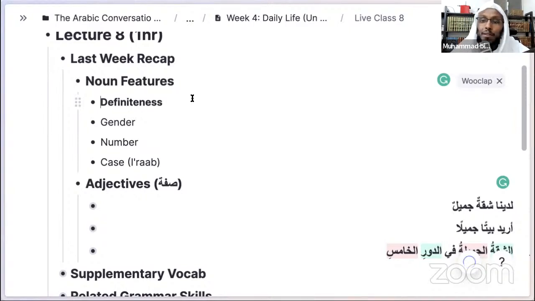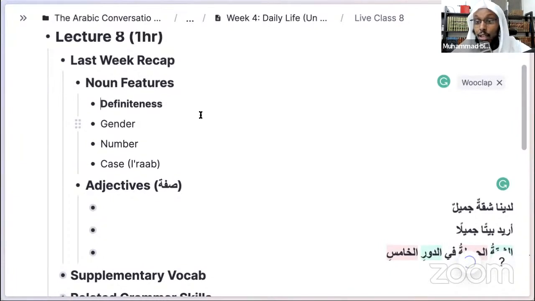Or I might make it definite by using mudaf ilayh. I might say Muhammad's house. I might say Khalid's house. I might say Ahmed's house, Fatima's house. At least you know which house I'm talking about. So the subject is always going to be definite, which means the predicate is going to be indefinite. The predicate is going to be indefinite.